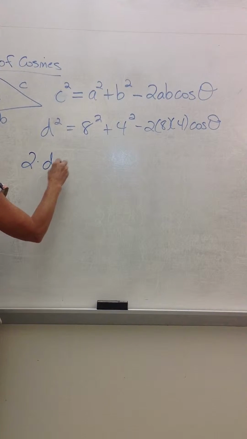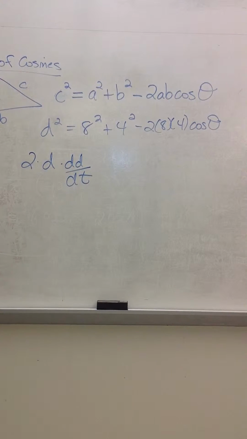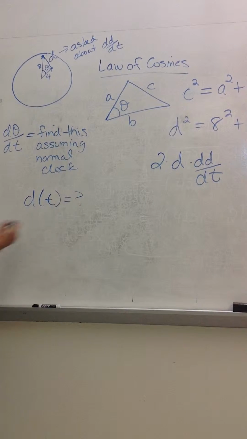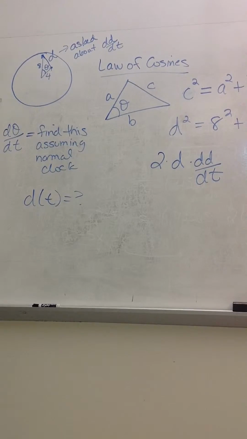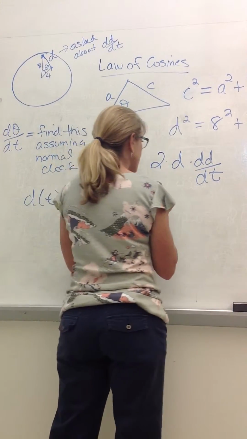So 2 times D, but D changes with time, so I want to put D prime or dD/dt. D is some function of time. I just don't know exactly what function it is. That's why this is showing up: it's because of the chain rule.